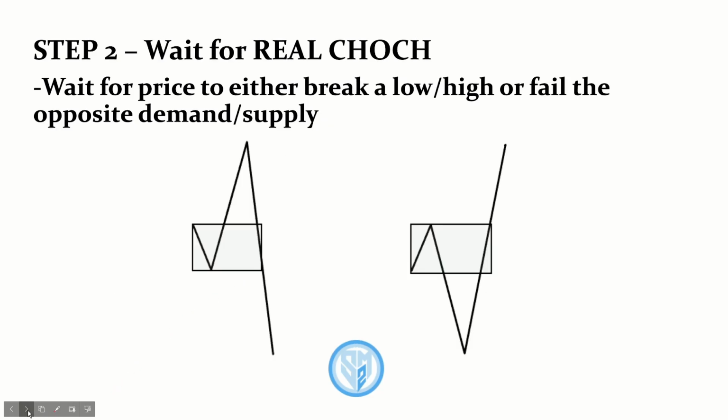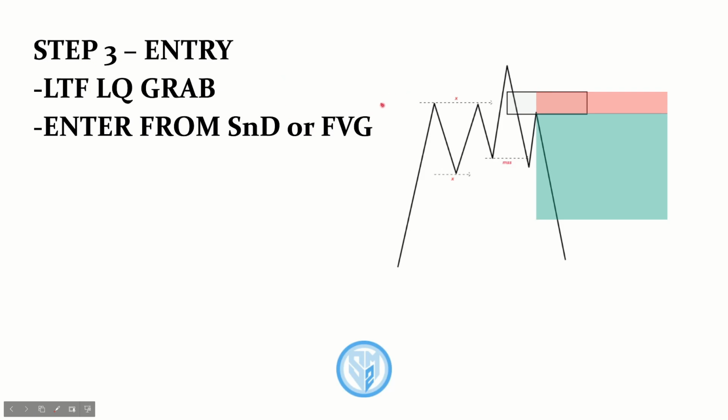So hopefully that makes sense for step two. Now we have step three, which is simply waiting for a change of character. After having seen our change of character, we enter from supply and demand or fair value gap. This is an optional step of waiting for another liquidity grab on the lower time frame. This is not really an essential step. It's more of an optional step to create more confluence towards taking this trade. So this is my classic entry model that I use for all of my trades, right?